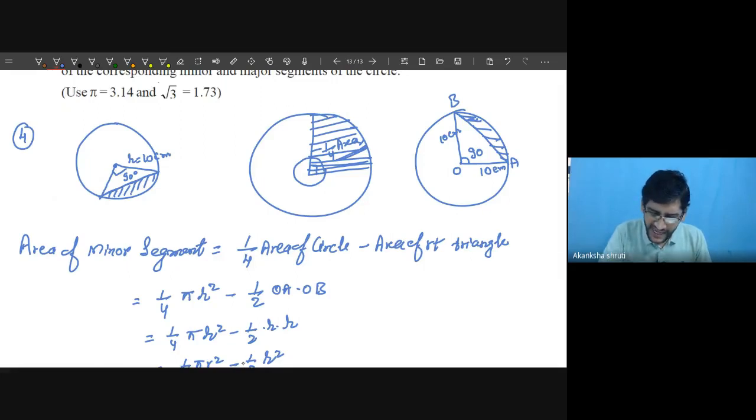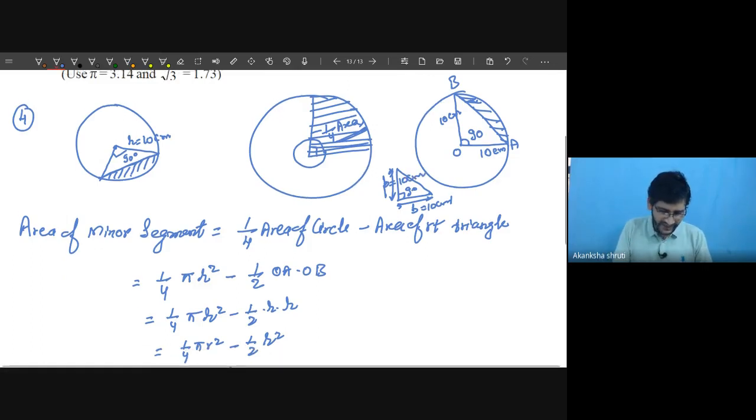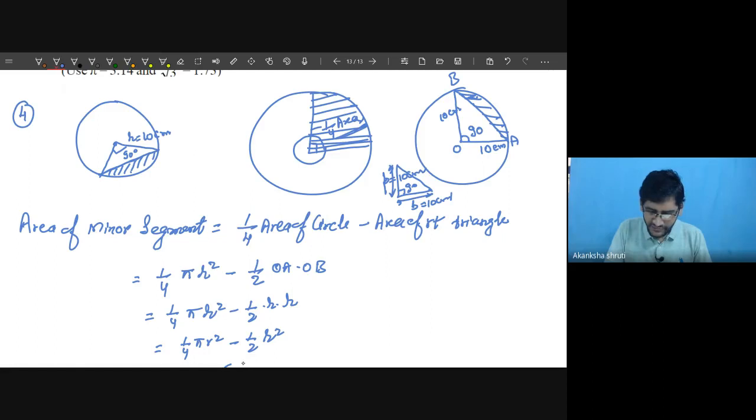Now this triangle is making 90 degrees. This is acting as the base and this is acting as the perpendicular. But here this base itself is one of the radii, so it will be 10, and this perpendicular will also be 10 centimeter. So the area of minor segment is equal to 1/4 area of circle minus area of right triangle. So 1/4 of pi r square minus half OA into OB, from this figure I have taken.